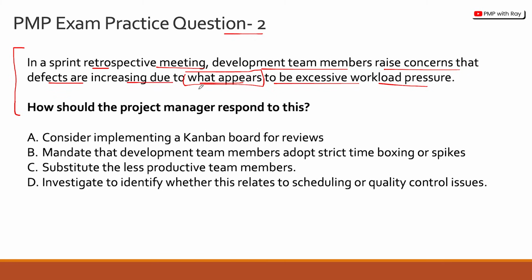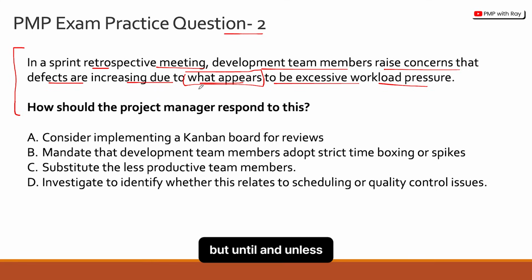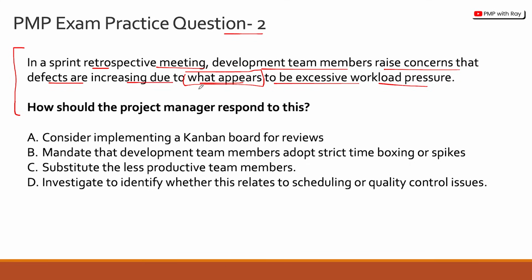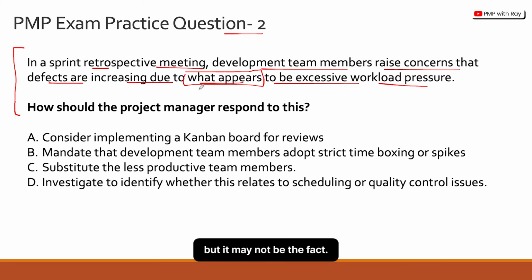Okay, so it is what the team thinks, but until and unless you do a proper root causing and fact finding, you can't pinpoint that this is the cause of the defects which are increasing. Okay, it is an opinion, but it may not be the fact. So how should the project manager respond to this? Let's look at the options.